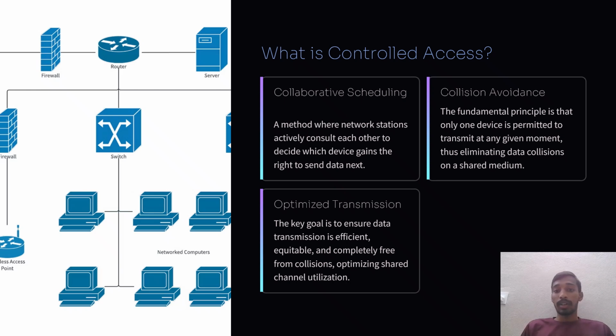Controlled access is collaborative scheduling, a method where network stations consult each other to decide which device gains the right to send data next. The fundamental principle is that only one device is permitted to transmit at any moment, thus eliminating data collisions on the shared media. The key goal is to ensure data transmission is efficient, equitable and completely free from collisions, optimizing shared channels.